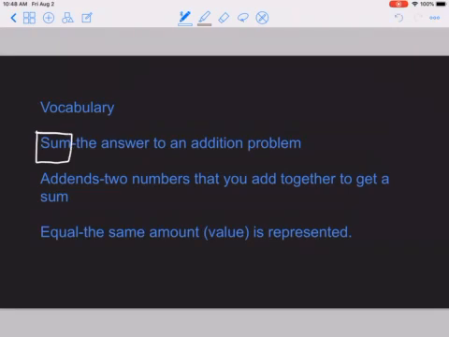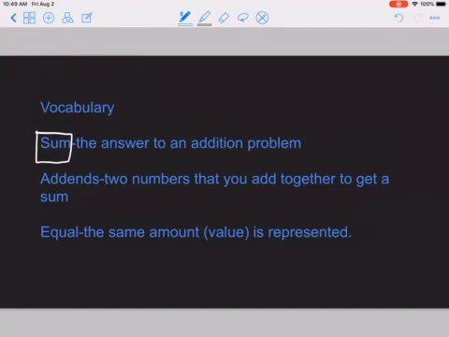sum. S-U-M. And that word means the sum is the answer to an addition problem. So you'll see questions that say determine the sum or find the sum, and that means we need to add. We're going to find what the answer to an addition problem is when we hear the word sum, S-U-M.